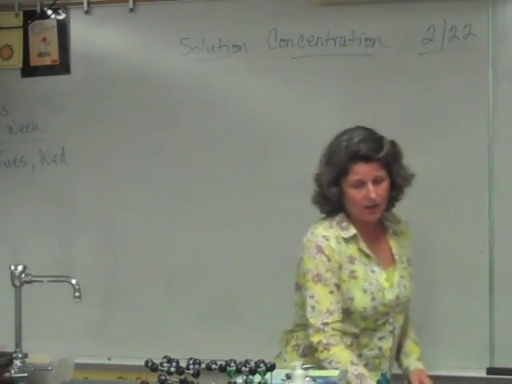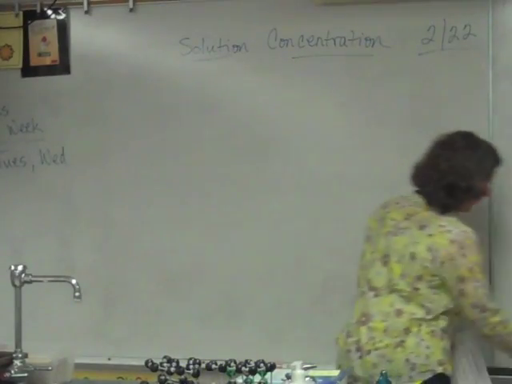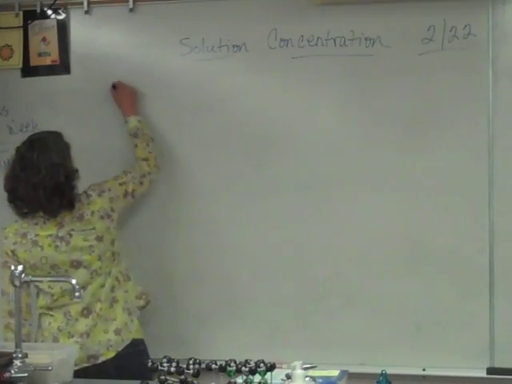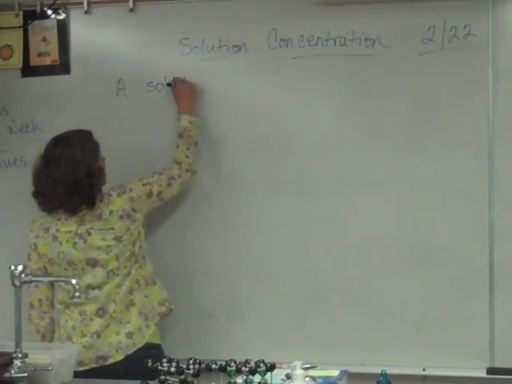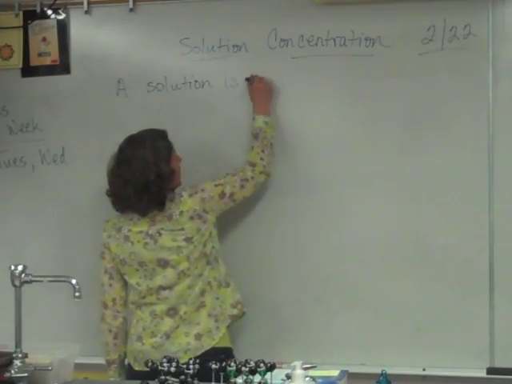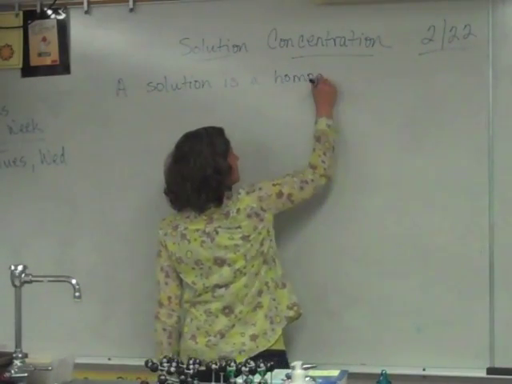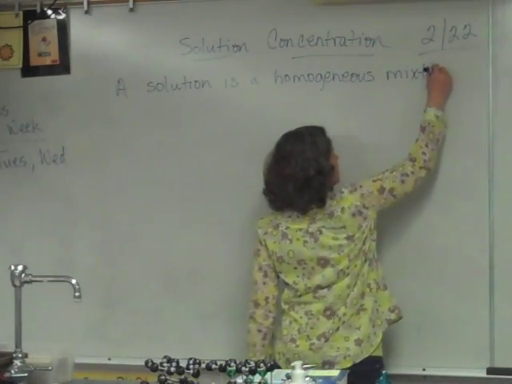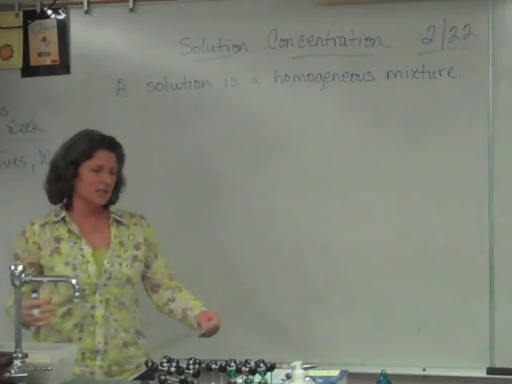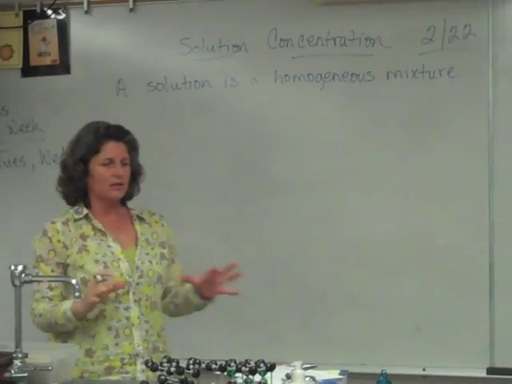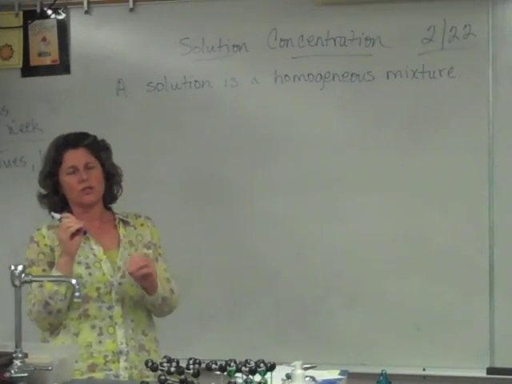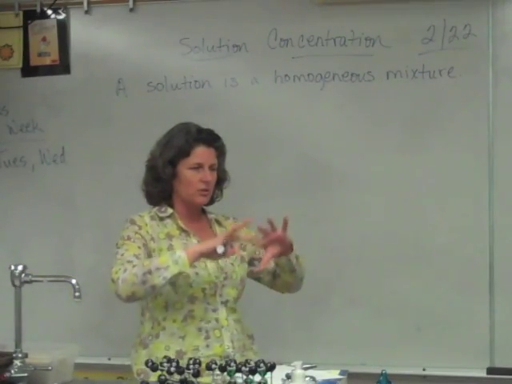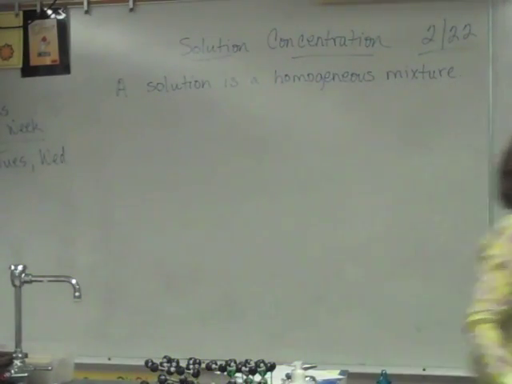Just to remind us, we're going to write this down again, even though I know you have it somewhere else in your notes. A solution is a homogeneous mixture. That means it is the same throughout, that there's no one place that's more concentrated with solute compared to another place in that solution, but that the solute is uniformly distributed in the solvent.